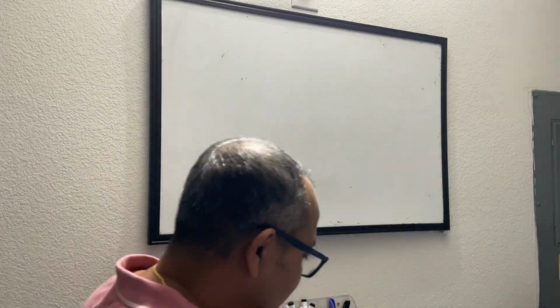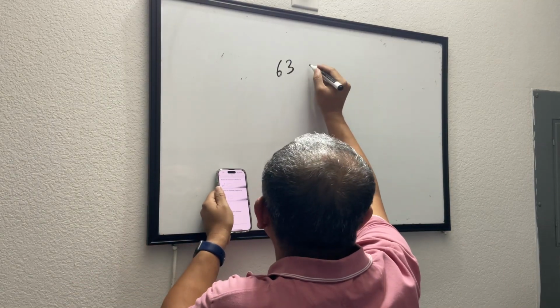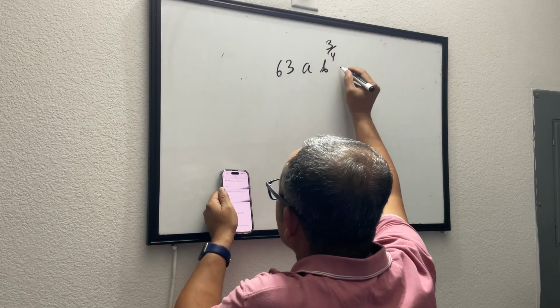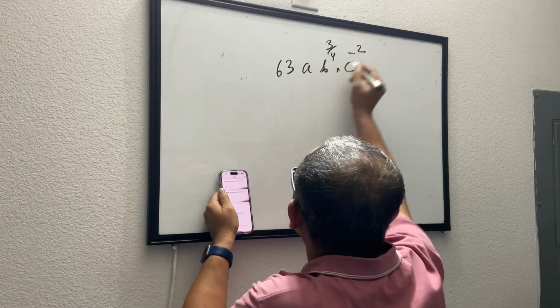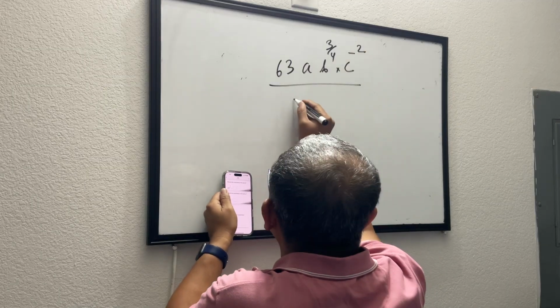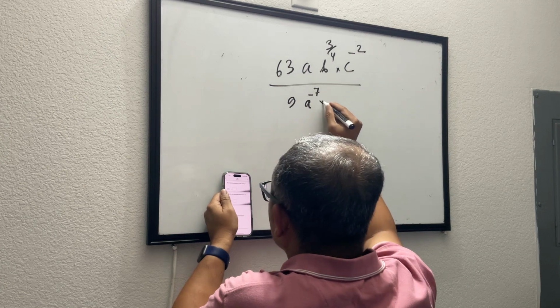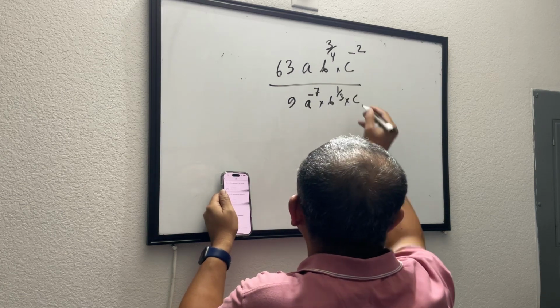Alright, so here's the question. 63 a to the power, 63 into a b to the power 3 by 4 into c to the power minus 2, divided by 9 a to the power minus 7 into b to the power 1 by 3 into c.